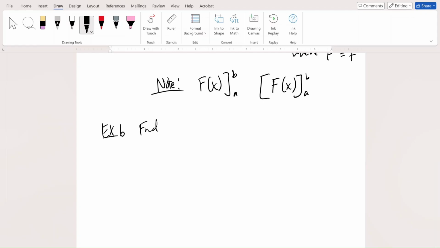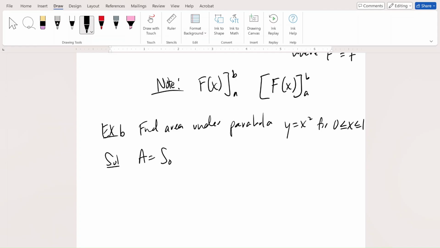Find the area under the curve. That's a parabola, so y equals x squared for when x is between 0 and 1, essentially. Well, the solution to that is the area is just equal to the integral from 0 to 1 of x squared dx. Agreed that if you're trying to find the area under the parabola, that's the same thing as taking the integral, concept-wise.